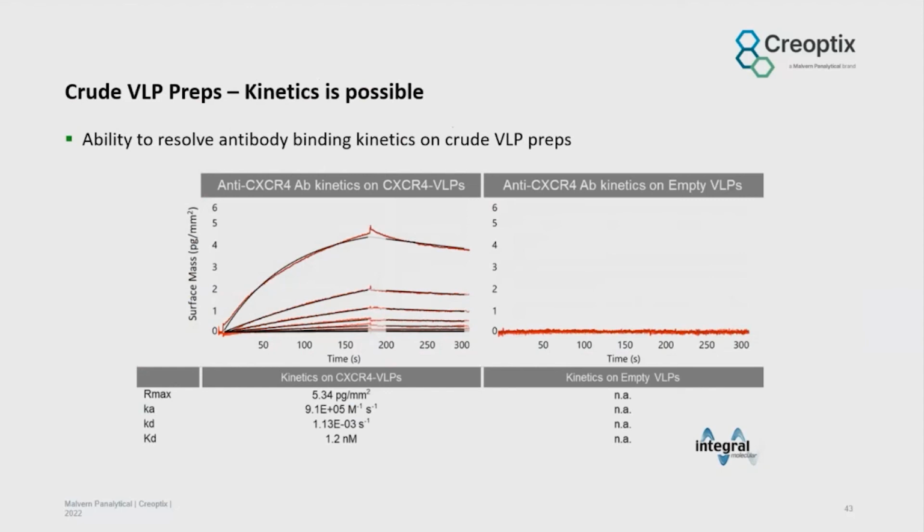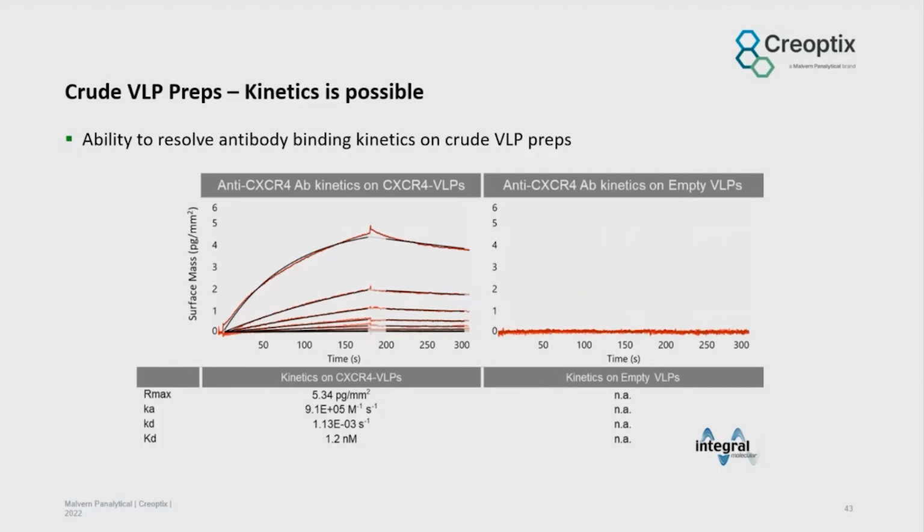On this next slide, we're looking at crude virus-like protein preps. And here we can say that kinetics are possible. What we're showing here are membrane-like, virus-like particles, nanodiscs, proteoliposomes. So these are non-purified membrane proteins in detergent.